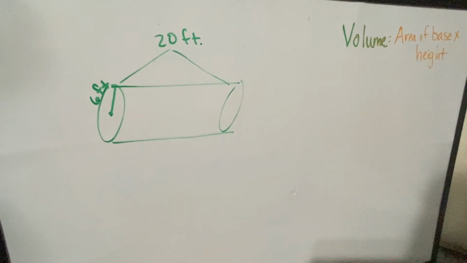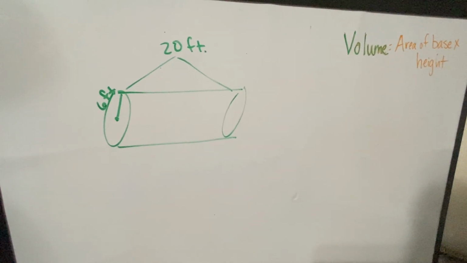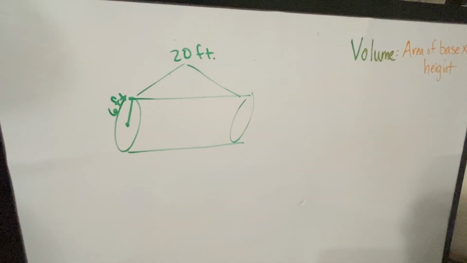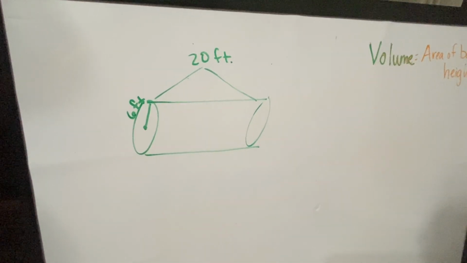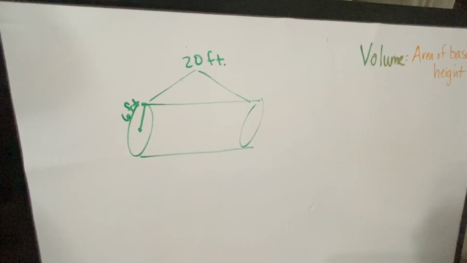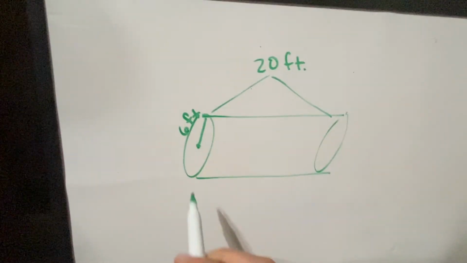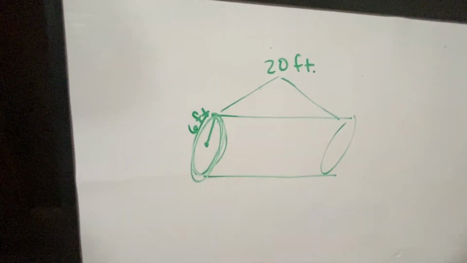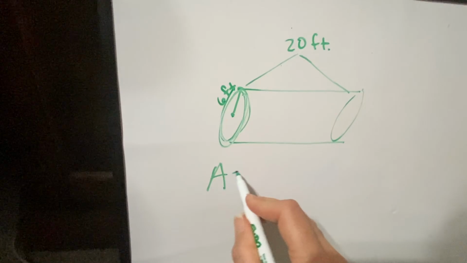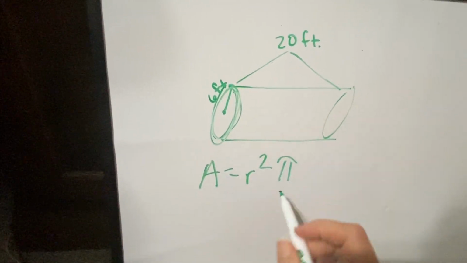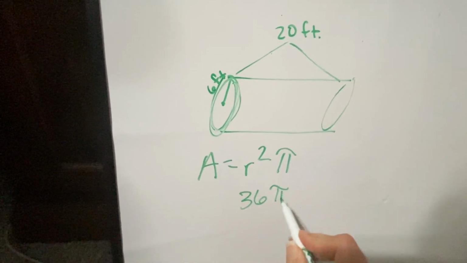Okay, so now we're looking at question B on page 90, and they're giving us a right cylinder, and they're saying the radius of this is 6 feet, the length is 20 feet, find our volume. So first it says to find the area of the base. The base would be the area of this circle on the end. An area of a circle is radius squared times pi. Our radius is 6. 6 times 6 is 36 times pi.